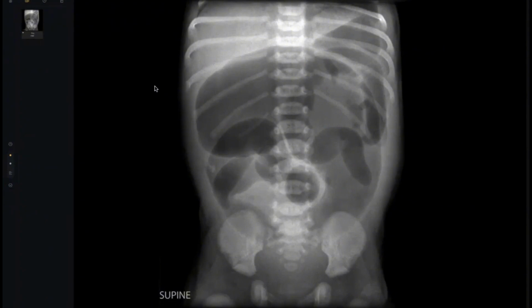I'm not able to see the rectal shadow. Neither am I able to see the large bowel loops, which are not opacified. The large bowel loops are not air filled. I'm seeing that there is gross dilatation seen in the right upper quadrant. Okay.